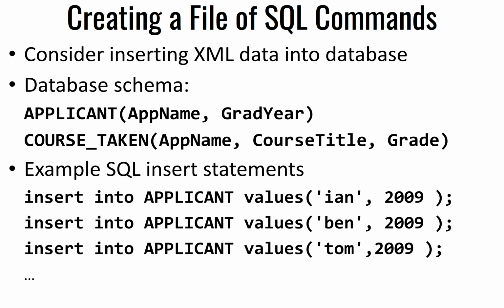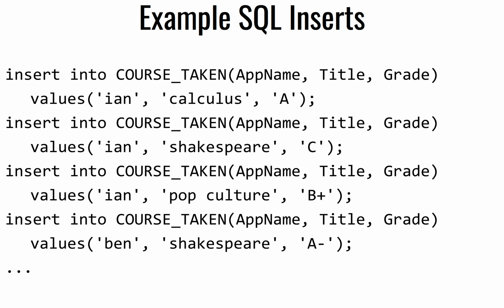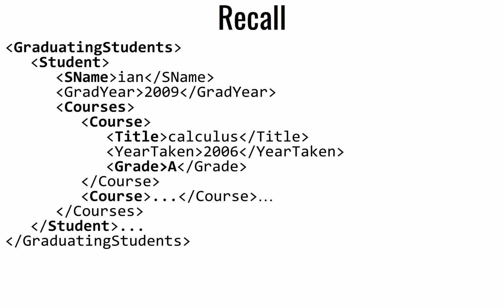And then we would like to be able to insert a couple of pieces of information in there, insert into the applicant Ian, Ben, and Tom, and then perhaps a couple of courses that Ian took. So here we're saying that Ian took calculus, Shakespeare, and pop culture, whereas Ben took Shakespeare, right? With the foreign keys pointing to the primary keys. All right, so how do we do this?